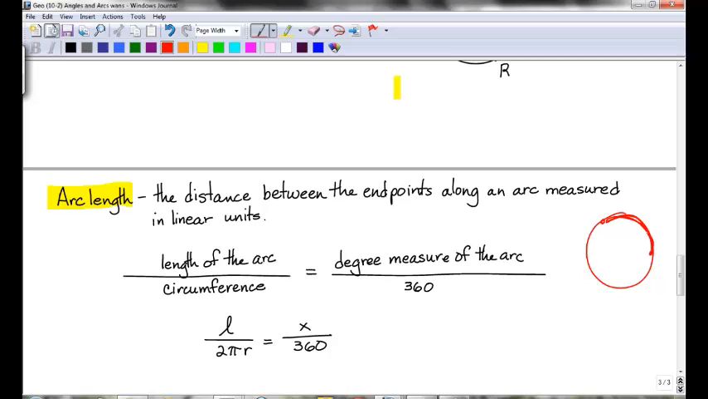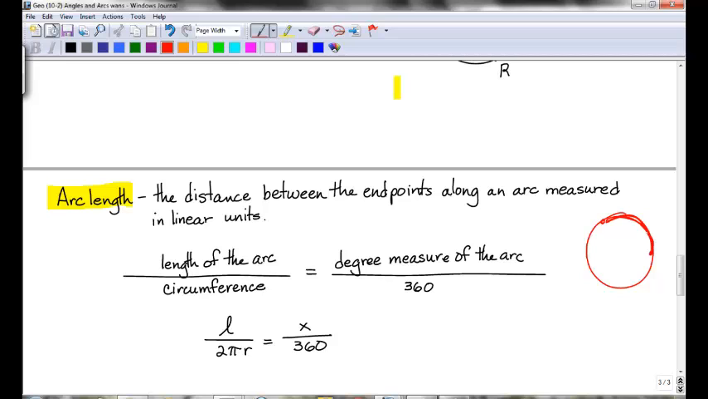The length of the arc, they're using a script L. I like a capital L better. If you want to use a capital L, that's up to you. And the circumference of a circle, we had two formulas. The author's using one, 2 pi r. What's the other one? Pi times diameter. If they give you the diameter, you could use pi times diameter.